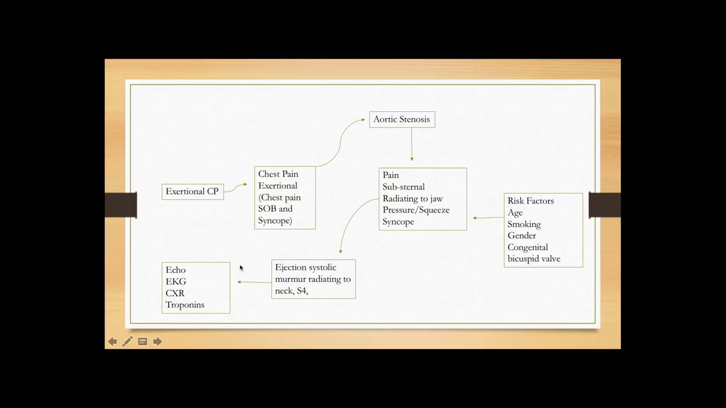The diagnostic test of choice would be echocardiogram. So you'll do the echo and you'll see the stenosis very quickly. EKG will probably just show LVH and nothing else, and then chest x-ray may show a prominent aortic arch. Troponins will usually be normal unless the patient is seeing you during the time when they have exertional chest pain, but in between the episodes they are usually normal.